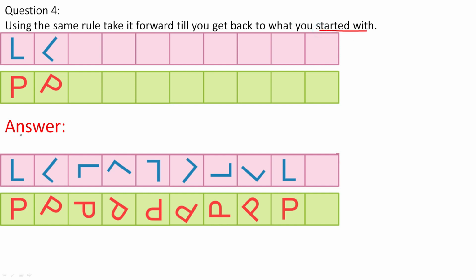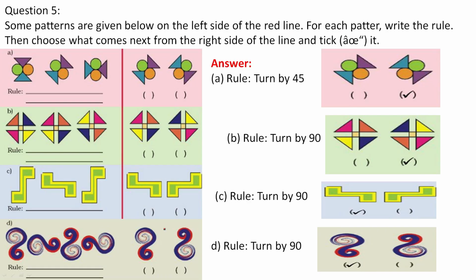So you can see that L again it is 45 degree. Now again 45 degree, it is turning 45, 45. So it become like this. You can extend the pattern in this way. P. Now 45 degree turning, again 45 degree, again 45, 45, 45, then it will become the original position till it comes to original.